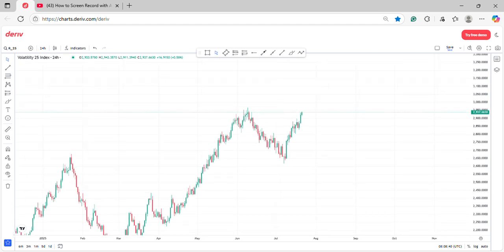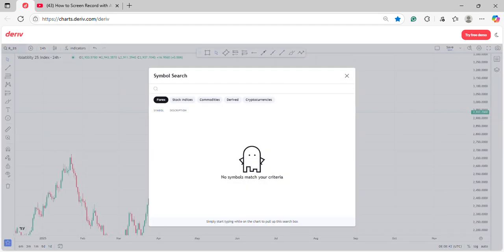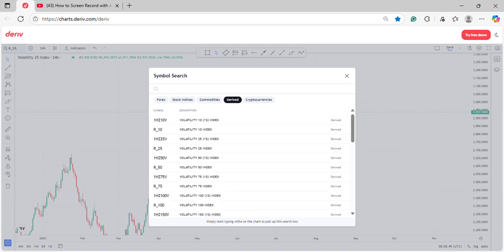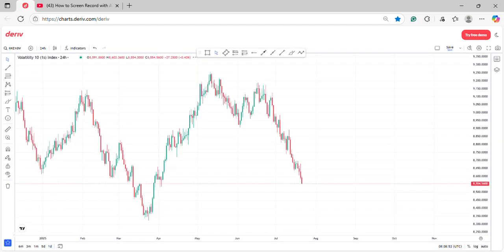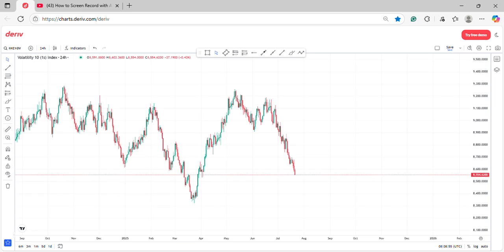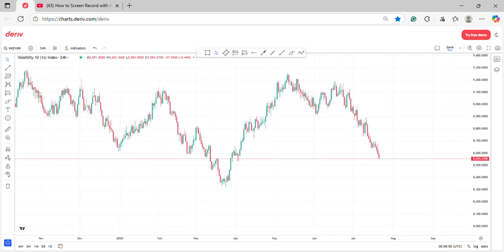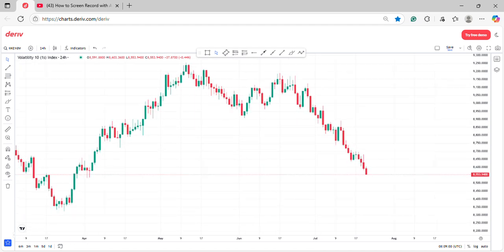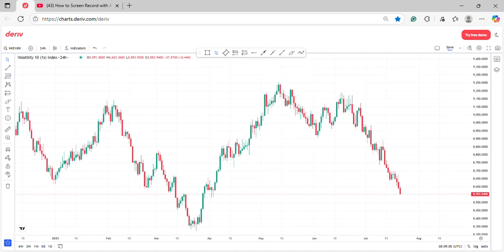How to find a directional bias. Now I'm going to be opening Volatility 10 (1s) index. What I want you to look at is, first of all, where is price coming from, and where is price heading to? These are the two things you need to discover whenever you open your chart. The first thing is where price is coming from, and the second is where price is likely going.